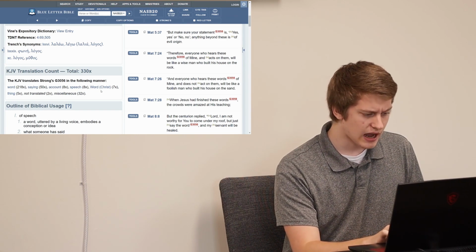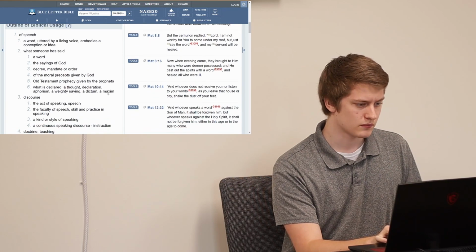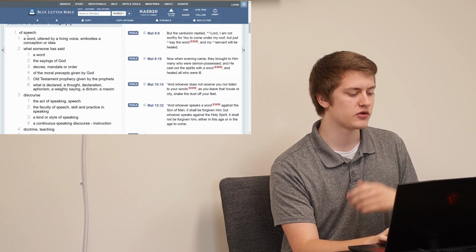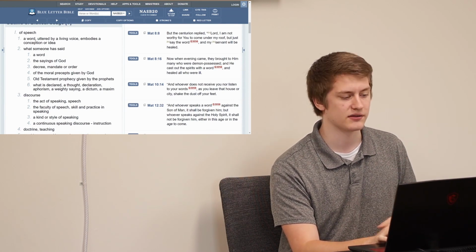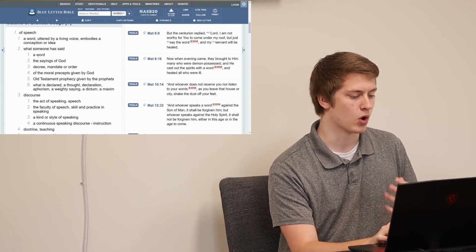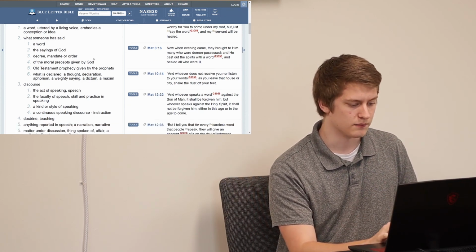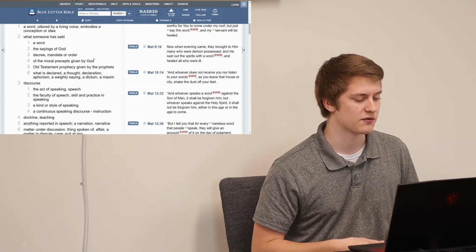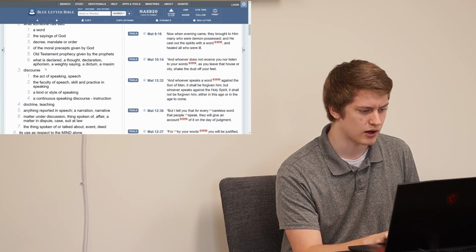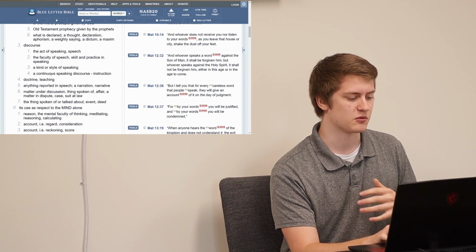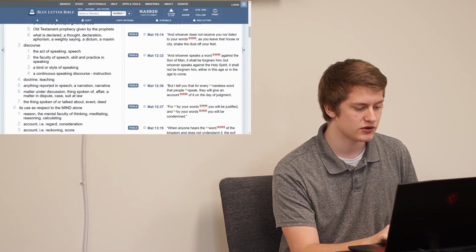And then this, I think, is really helpful. We have an outline of biblical usage. So it talks about when this word refers to speech. It can be a word uttered by a living voice, embodying a concept or idea. So it can be a word, the sayings of God, a decree, a mandate, or order, stuff like that. You can keep reading some of those different entries. We get to discourse. It sometimes refers to doctrine or teaching, anything reported in a speech.